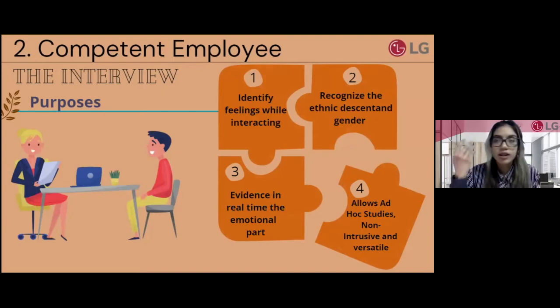We can be really cognitive and really clever in many skills or in many grounds, but the emotional part is going to support us to develop the tasks in a way that we reach the expectations of the company. So we need to take that into consideration for the interview and recognize those aspects, and of course it allows us to have an appropriate or ad hoc study, meaning a direct one without being intrusive, but at the same time versatile.